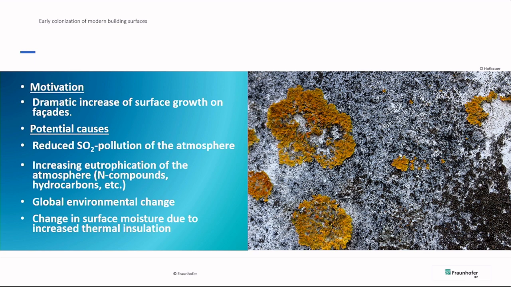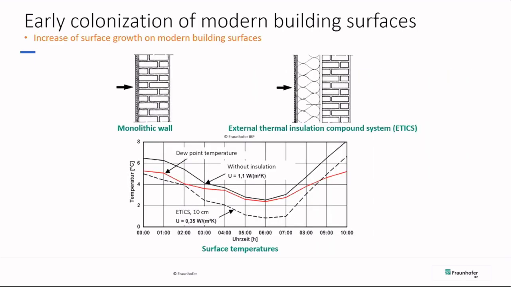We have also the global environmental change, which changed the climate, and some places it may have more precipitation, but we had also a change in the surface moisture due to increased thermal insulation, and I will try to explain a little bit, because if you have a traditional monolithic wall, the plaster is directly on the built-up wall, and the warmth from the room behind, part of it may go through.